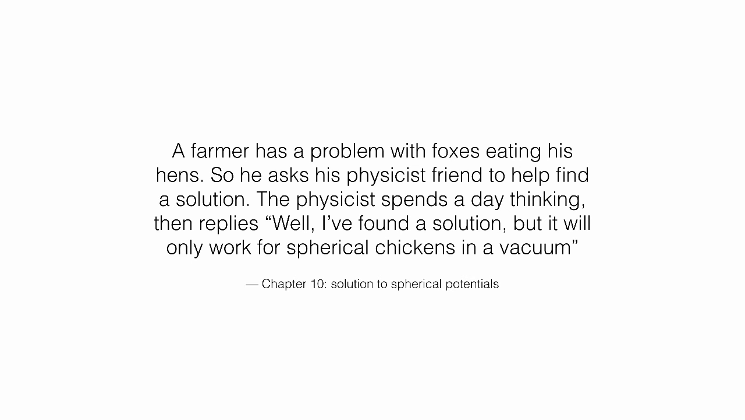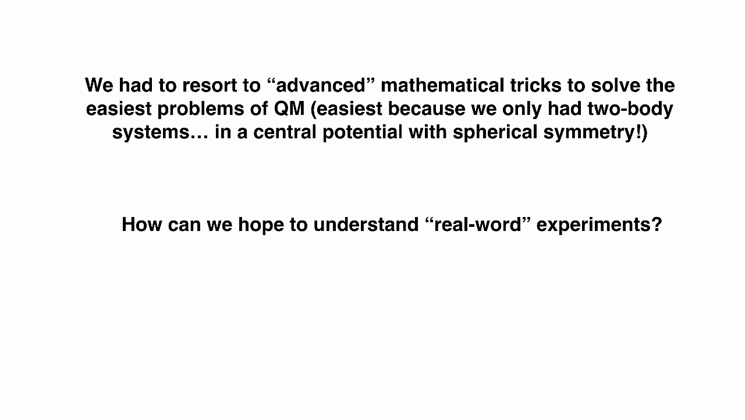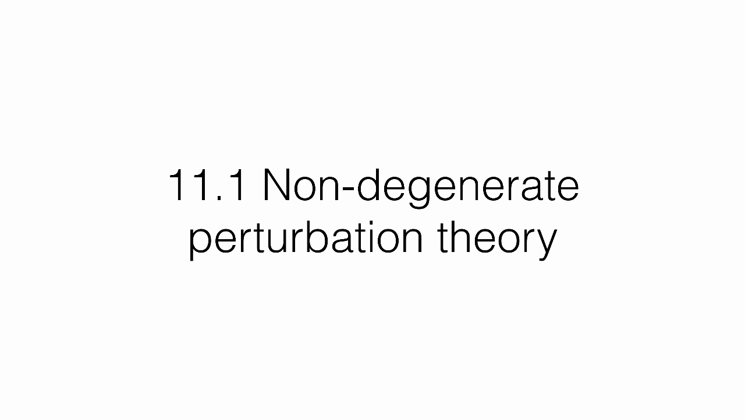So that's the reason why we have to find a way to at least get an idea of what the solution of the Schrödinger equation is for more realistic problems. We have to resort to advanced mathematical tricks. With real world experiments, we are stuck and cannot solve them mathematically. So people came up with methods to try to get an idea of what the solutions are. This is what's called perturbation theory, and this is what we are going to do now.